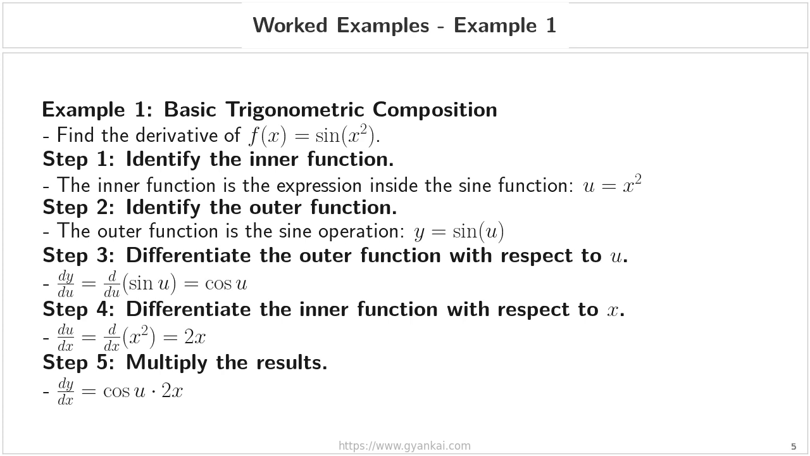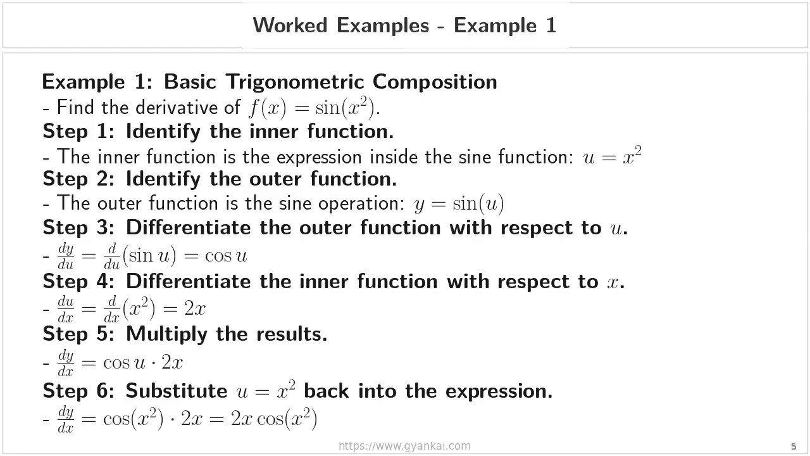Step 5 is where we apply the chain rule formula we discussed earlier. We multiply the derivative of the outer function by the derivative of the inner function. This gives us dy by dx equals cosine of u multiplied by 2x. Finally, in step 6, we must ensure our final answer is expressed entirely in terms of x. We substitute the original expression for u, which was x squared, back into the equation. This results in dy by dx equals cosine of x squared multiplied by 2x. For a cleaner final notation, we typically write this as 2x cosine of x squared.